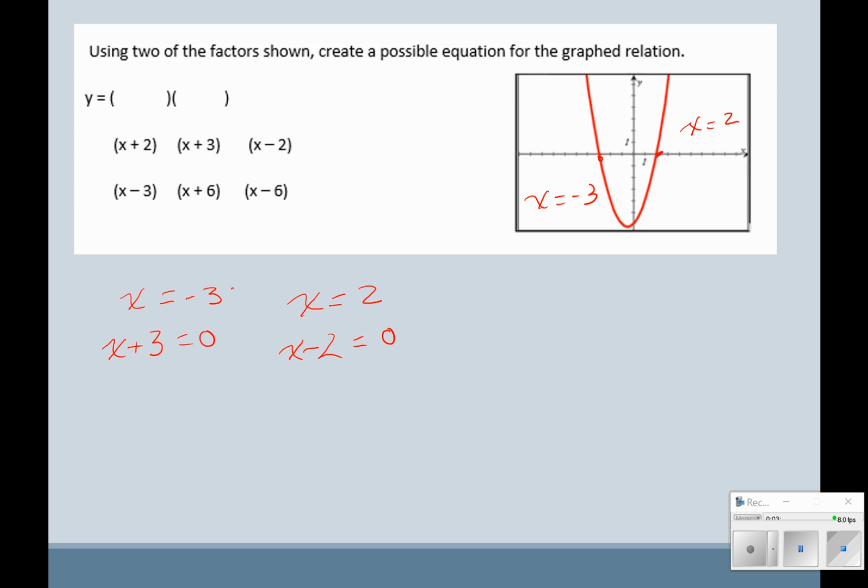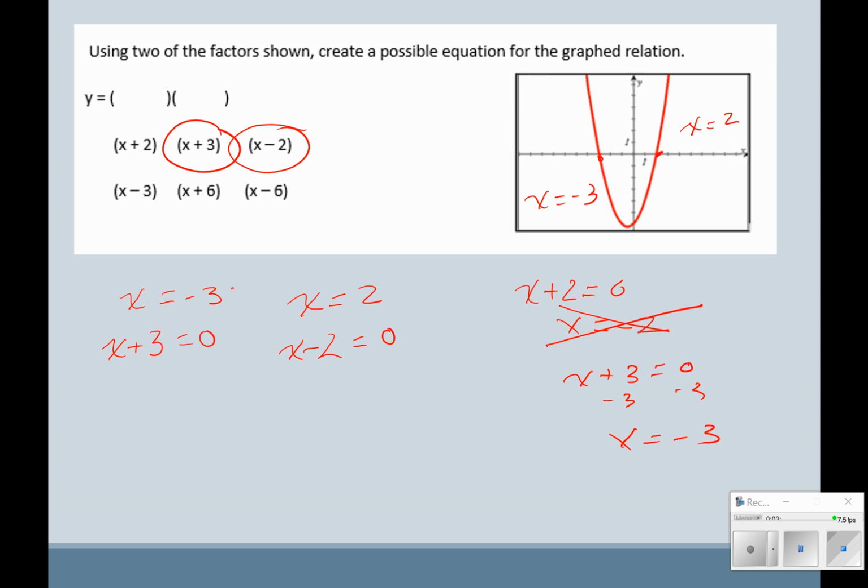If you weren't sure which ones to use, you could have just taken each of those factors and set them equal to 0 and solved. So here I would subtract 2. x equals negative 2 is not one of my solutions. x plus 3 equals 0. I subtract 3. x equals negative 3 is one of my solutions, so I know that's a factor. And then I've got the x minus 2 as a factor. So if you weren't quite sure how to do that, you could have worked backwards to find those factors.